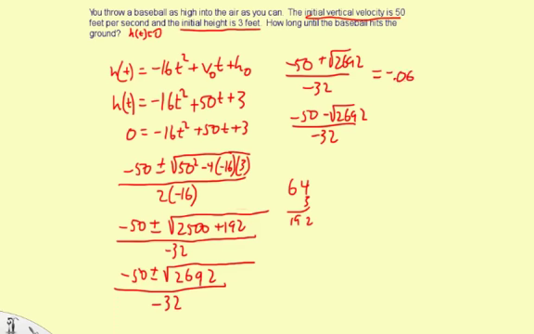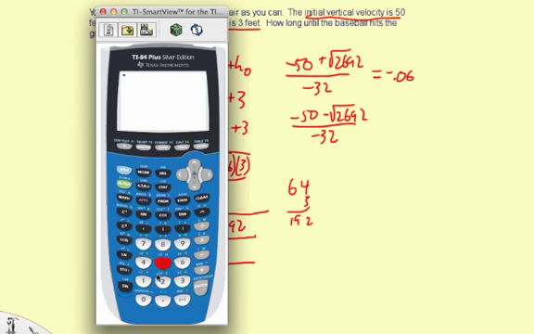And then let's do the other part now. Negative 50 minus the square root of 2692, enter, divided by negative 32 equals 3.183, or 3.18.